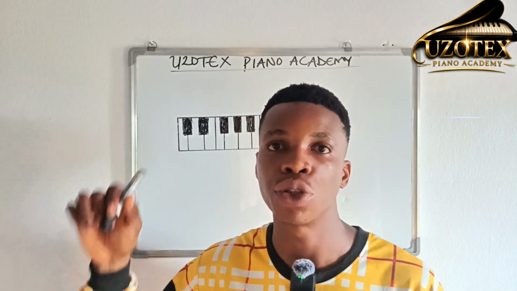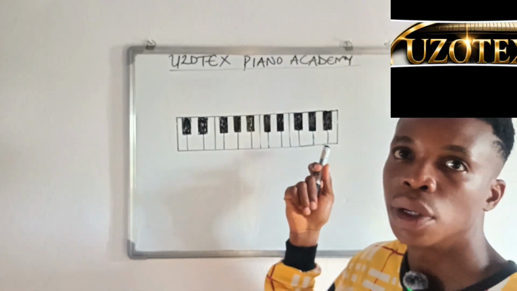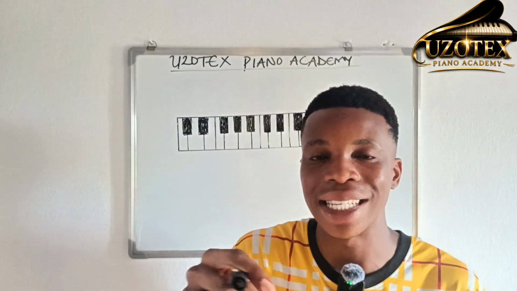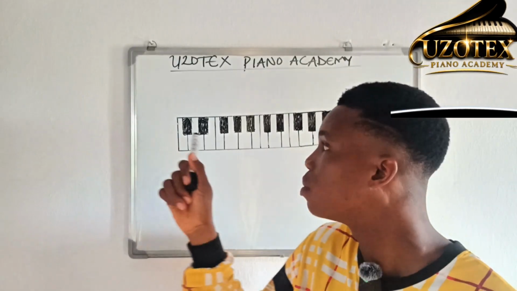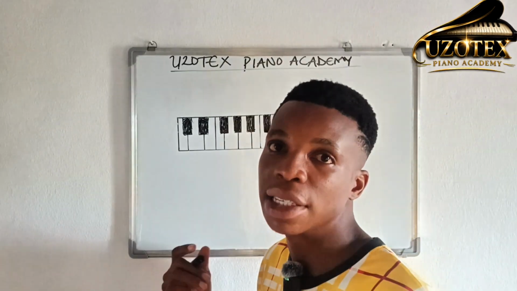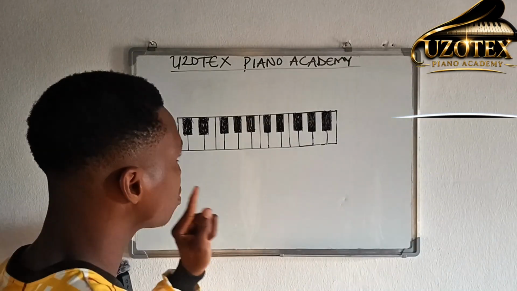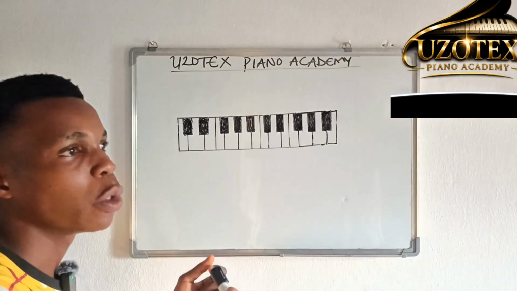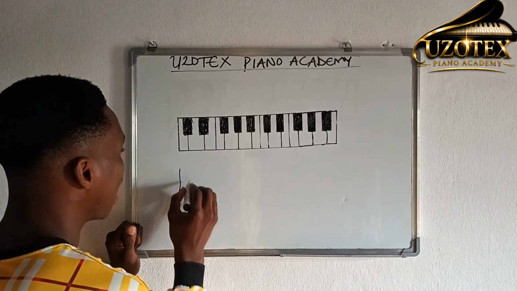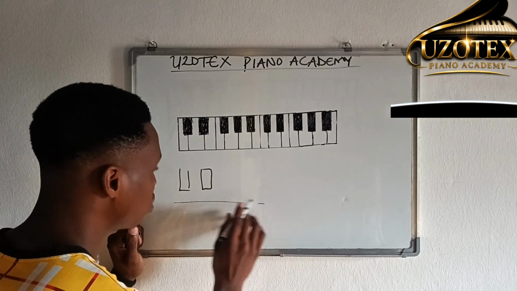I'm going to walk you through it. Of course, I've already drawn the piano. Now you are going to understand how to locate the keys on the piano. Let's go to the board so I can easily explain. Looking at the piano, you will see the black notes and the white ones, which are usually this way.